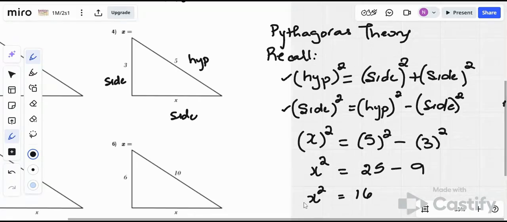Remember, you're not trying to find x squared, you're trying to find x. And to get rid of the square, we're going to find the square root of both sides. So x is now equal to 4.